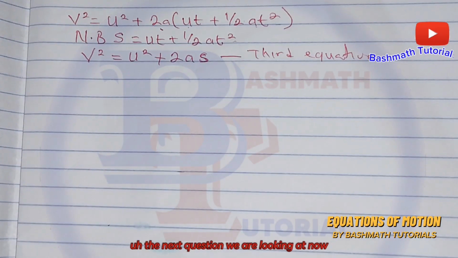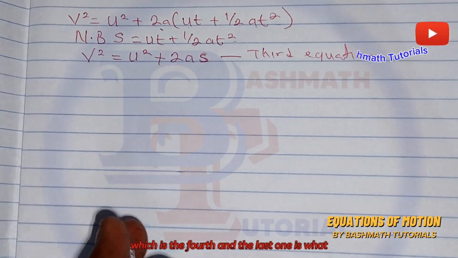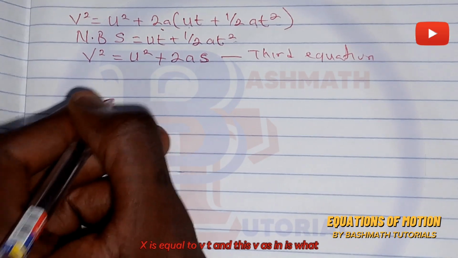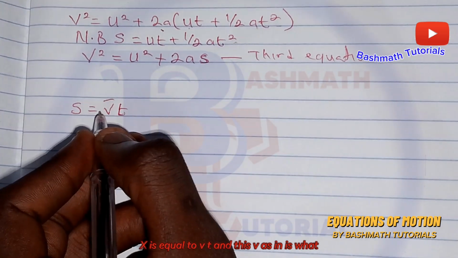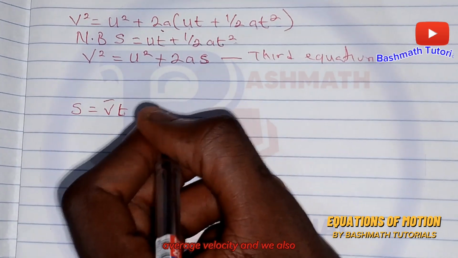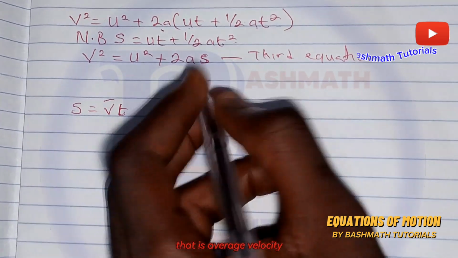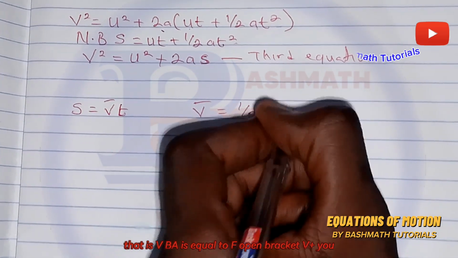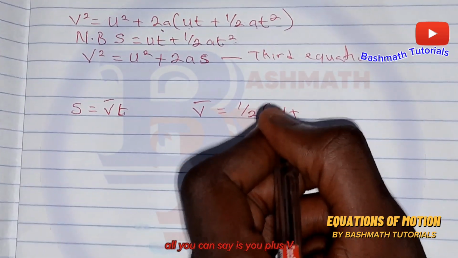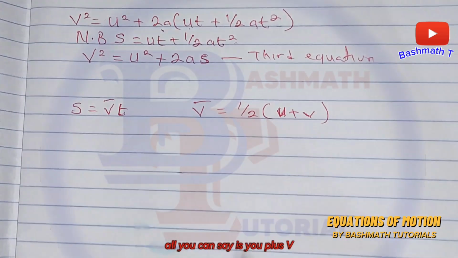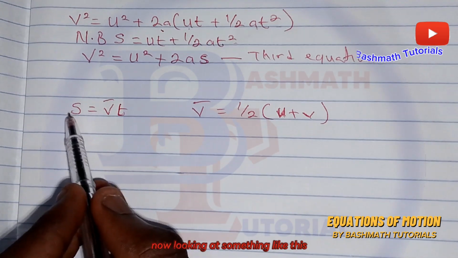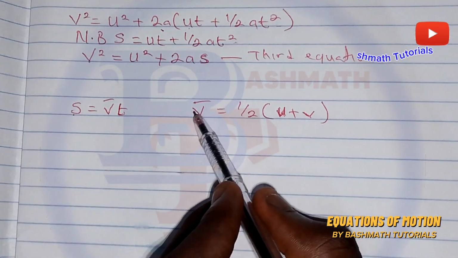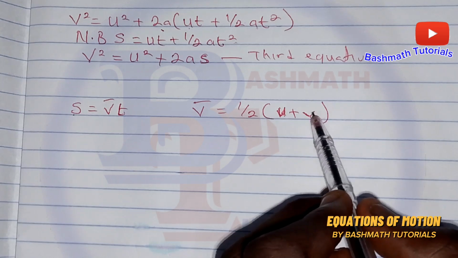Alright, the next equation we are looking at now, which is the fourth and the last one, is when we have something like this, x is equal to vt, and this v you are seeing is the average velocity. And we also have the next one, that is average velocity, v bar, is equal to half open bracket v plus u, or we can say u plus v. Let me just write it as u plus v. Now looking at this, our displacement is equal to average velocity times time, and average velocity is equal to half open bracket u plus v.